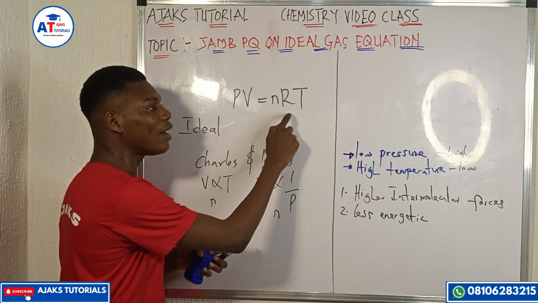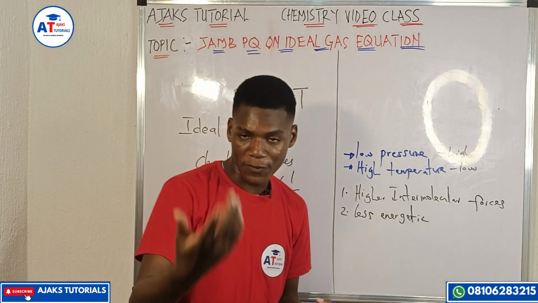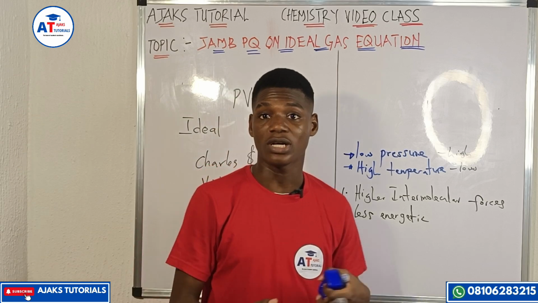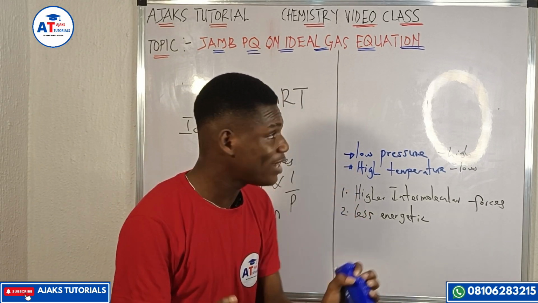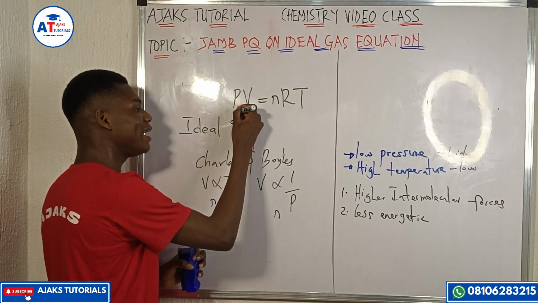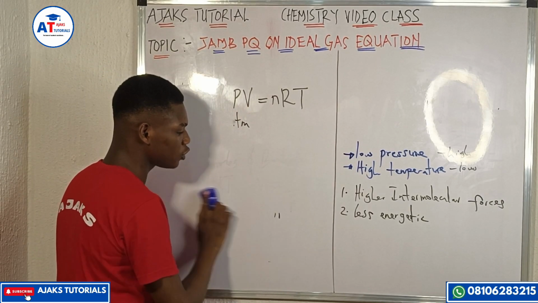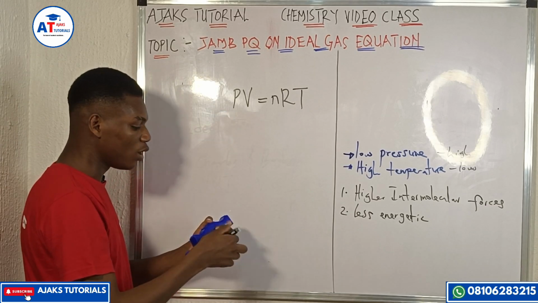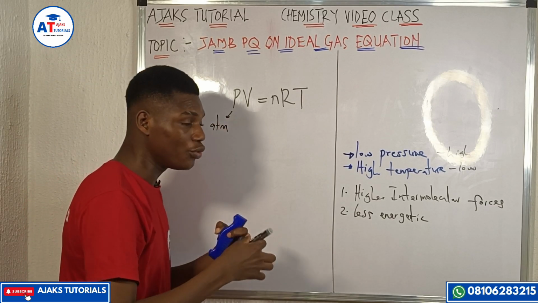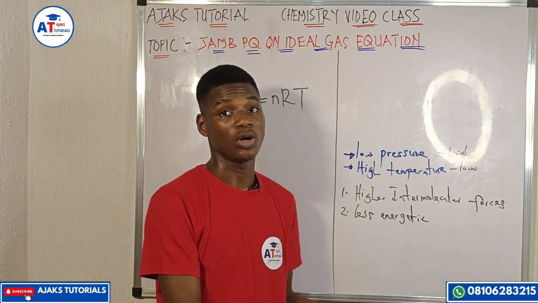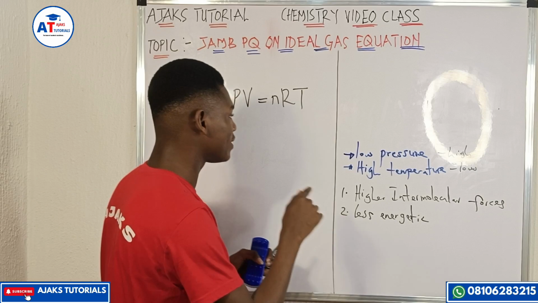Let me continue. PV equals nRT. P is my pressure. In physics, pressure can sometimes be in millimeter mercury, that is mmHg. But in chemistry, your pressure is most likely in atm. Let me just wipe this off so we can see enough place to solve. So your pressure is in atm. In case they don't tell you in the question that it is pressure, just know that it's pressure, and you need it in atm.